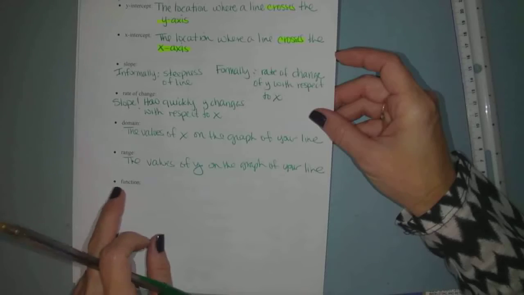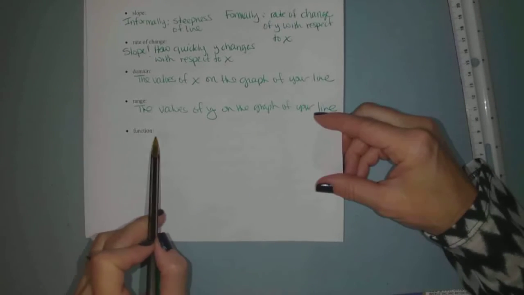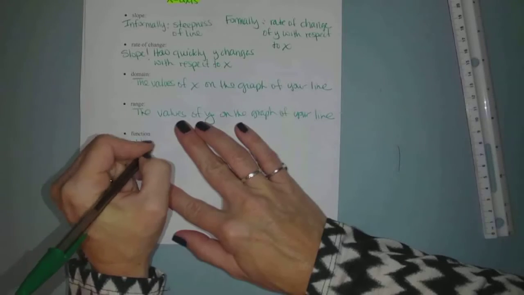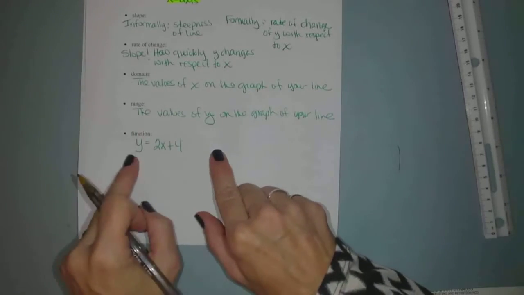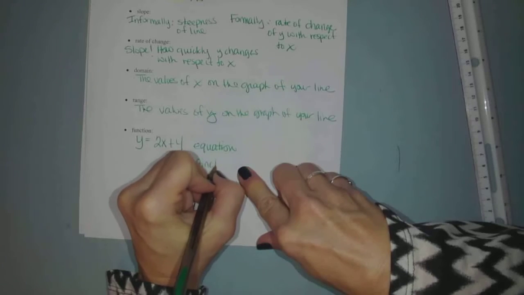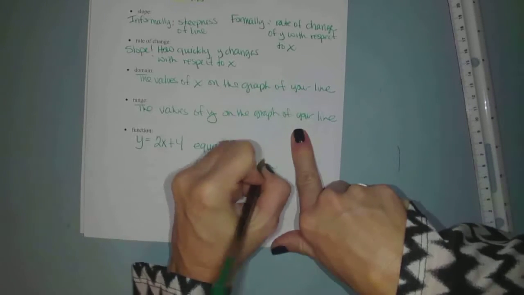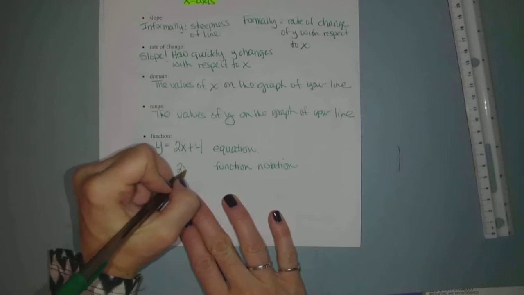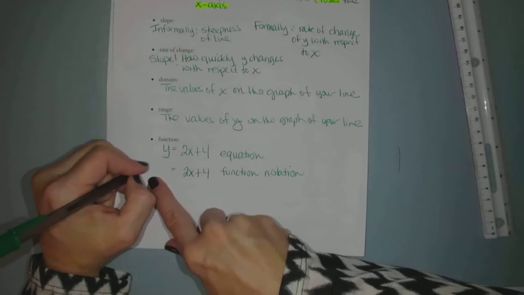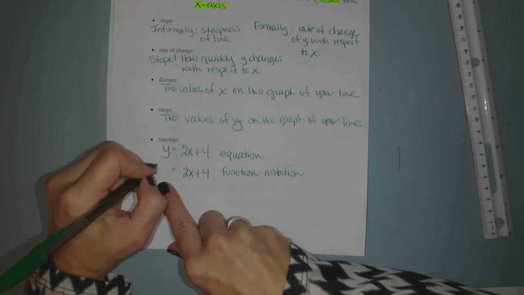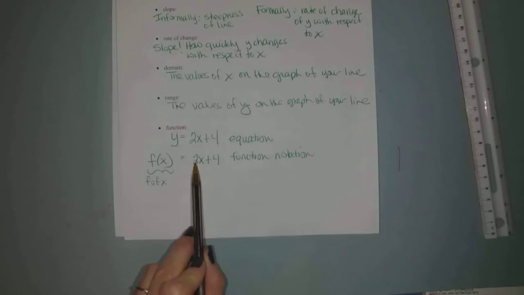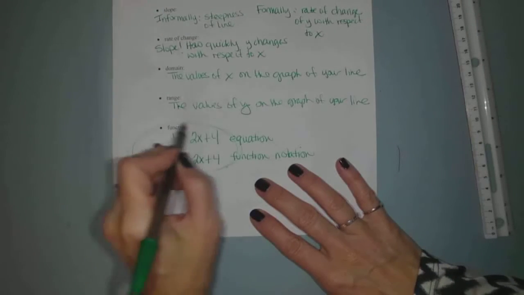And finally, function. You may have heard the word function before. What we're going to get into with functions is you can write an equation, y equals 2x plus 4, this relationship between x and y, like this as an equation. But you can also use function notation. We'll get into that later. The right side of your equation will be the same as the equation here, but instead of calling this side y, we call it function in terms of x, function of x, f of x. So f of x equals 2x plus 4. These mean essentially the same thing.